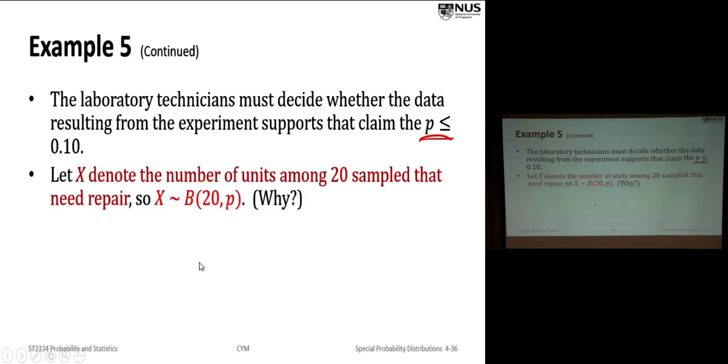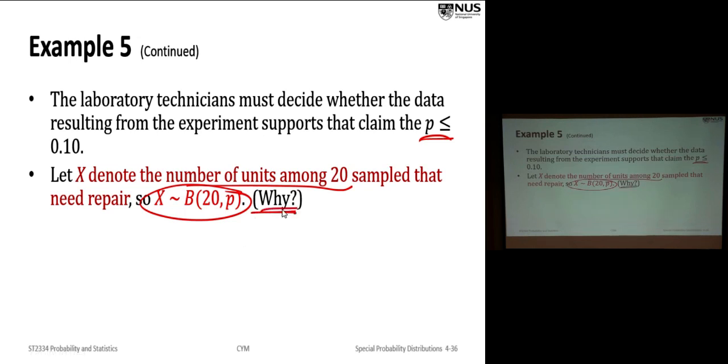So X is the number of units among these 20 that need repair, and X follows a binomial distribution with n equal to 20 and probability of success P. I did not specify what P is at this moment. It just formulates the problem. So the manufacturer claims P is less or equal to 10%. Just take 10% for example. But we suspect maybe P is not 0.1.